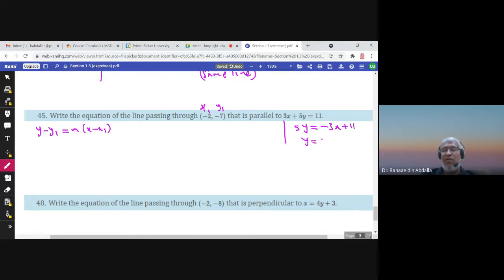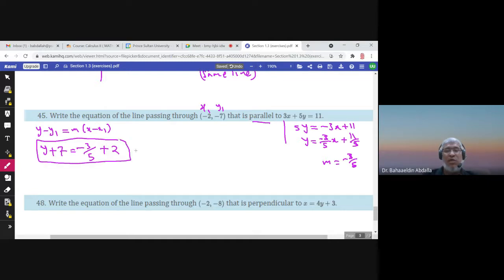Dividing by 5, I'll find that the slope of this line is -3 over 5. And the two lines are parallel. So the equation would be y minus 7, or y plus 7, equals m, which is -3 over 5, times x minus x1, or plus 2. That's it. This is the equation of the line.